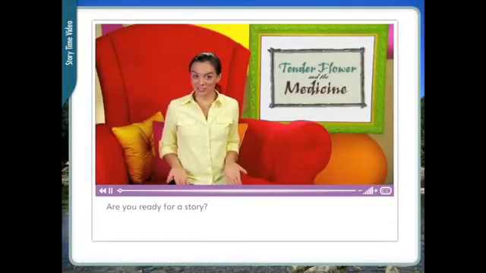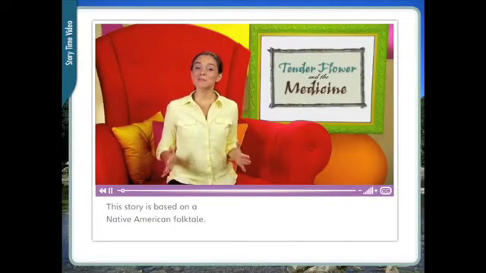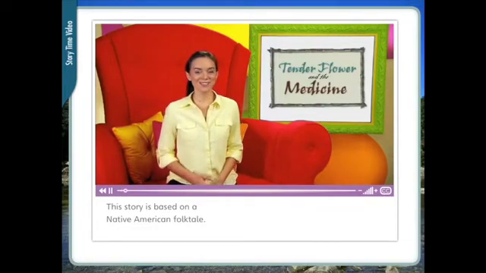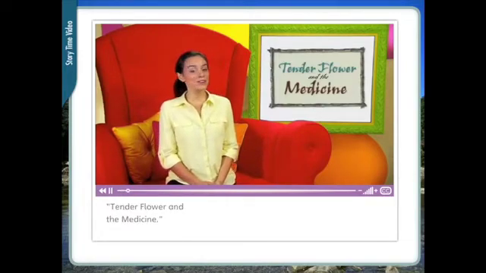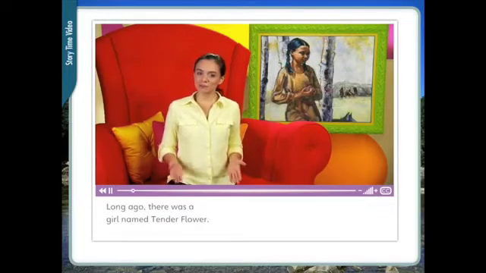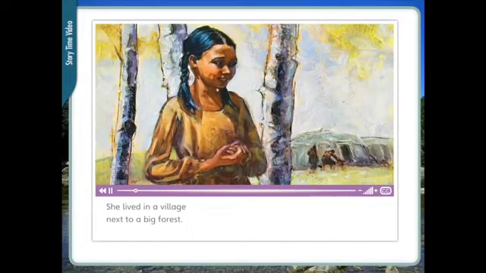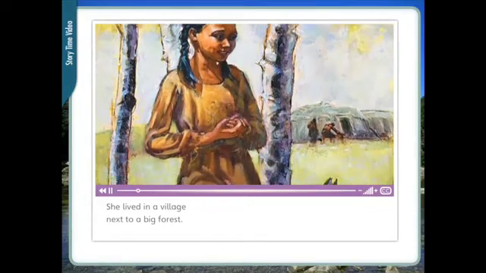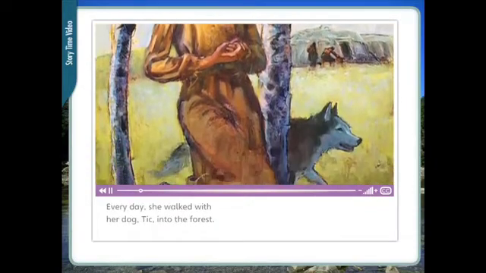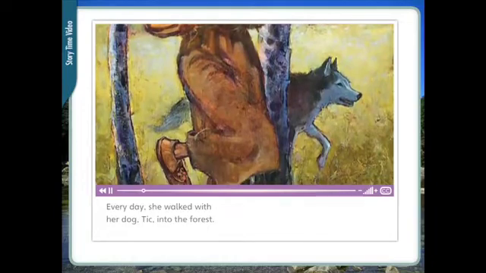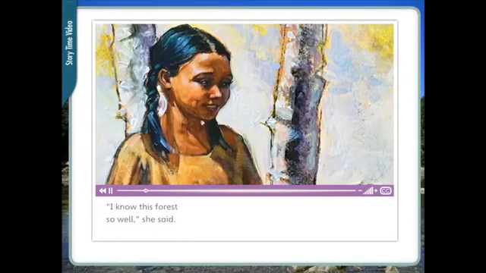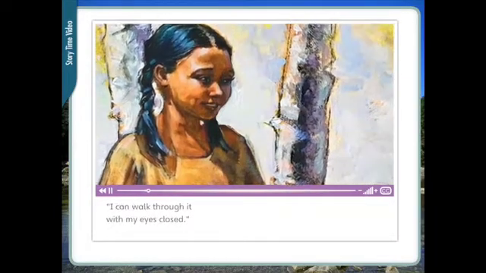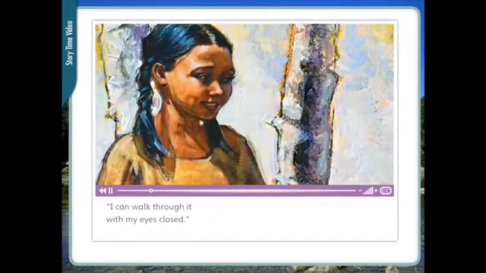Are you ready for a story? This story is based on a Native American folk tale. It's called Tenderflower and the Medicine. Long ago, there was a girl named Tenderflower. She lived in a village next to a big forest. Every day, she walked with her dog, Tick, into the forest. "I know this forest so well," she said. "I can walk through it with my eyes closed."